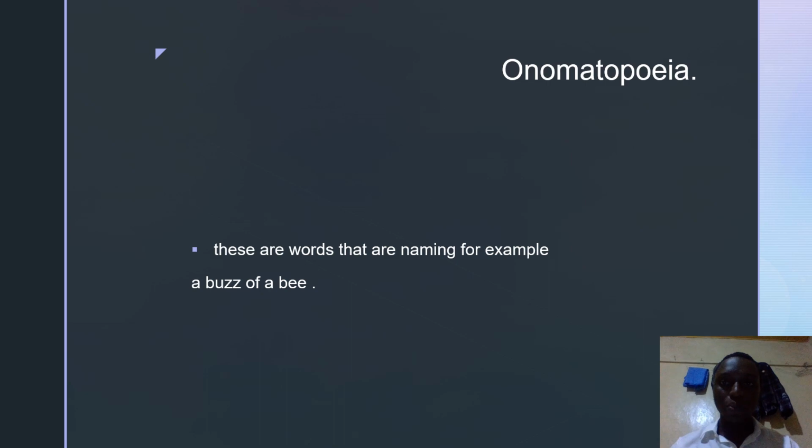The next one is onomatopoeia. These are words that name sounds, for example, a buzz of a bee.